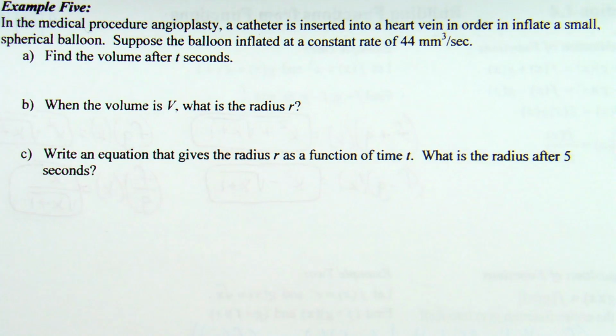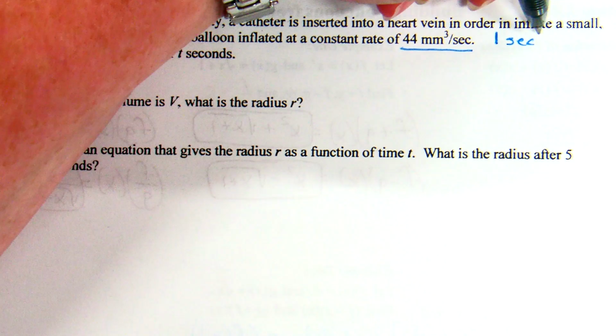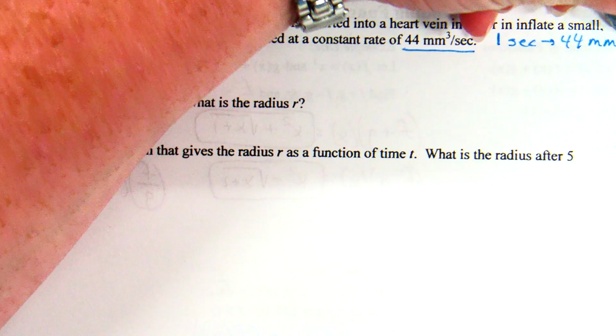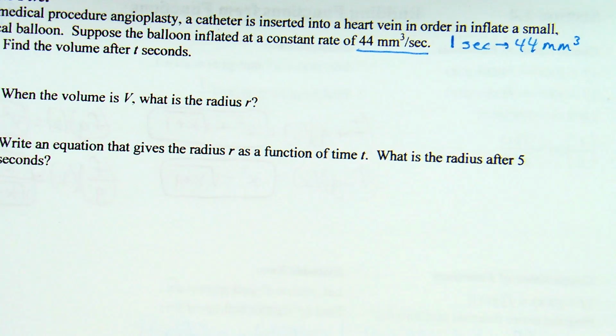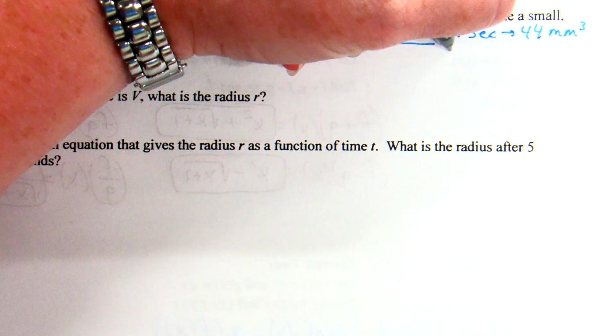Do we know the volume after 1 second? Are we saying yes here? I see some heads nodding at me. What's the volume after 1 second? 44? Because the rate they give me right here is 44 cubic millimeters per second. And what's cubic mean? Cubic is volume, right? So after 1 second, it's 44 cubic millimeters. So what do you know is happening after 2 seconds? Basic math tells me after 2 seconds, it's 88, yes?